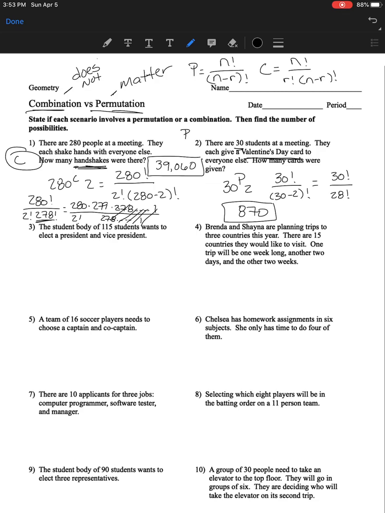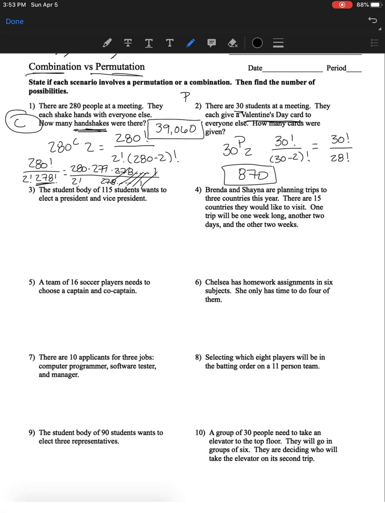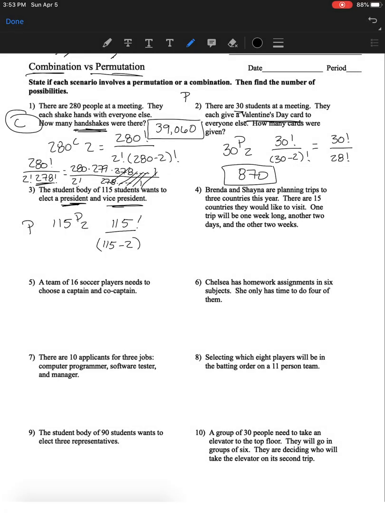Okay, so just real quickly, I'm not going to solve all of these, but I just want to go over whether it would be a combination or permutation. So let's look at number 3. I've got 115 students who want to be president and vice president. If I'm running, I want to be president. I don't really want to be vice president. So the order matters here, and this one would be a permutation. So this one would be 115 permutations of 2: 115 factorial, and then 115 minus 2 factorial. I would just do this, and whatever that is would be my answer, okay?